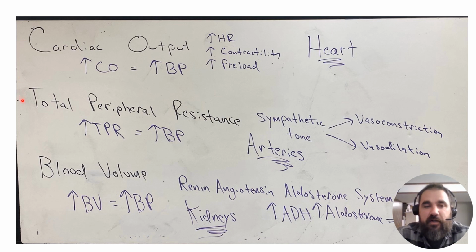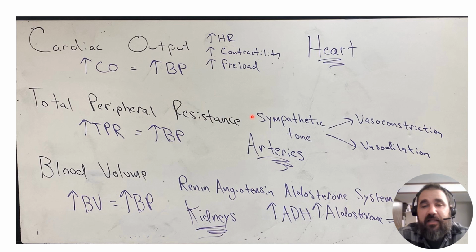What else affects blood pressure? Not just cardiac function, so total peripheral resistance. So these are your systemic arteries, right? If we have increased resistance, meaning we constrict our blood vessels, our blood pressure will go up if all the other factors stay the same. So increased sympathetic tone to the blood vessels. If we vasoconstrict our vessels, well, that's going to increase our TPR and increase our blood pressure.